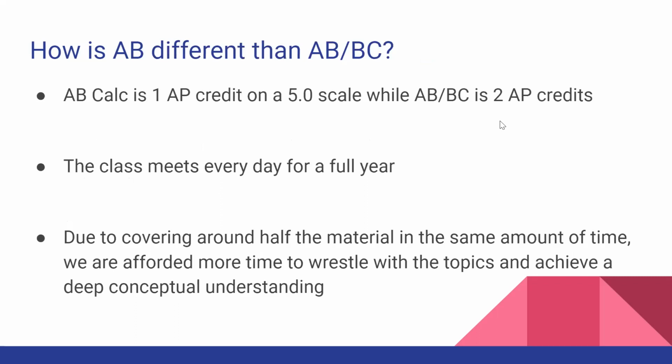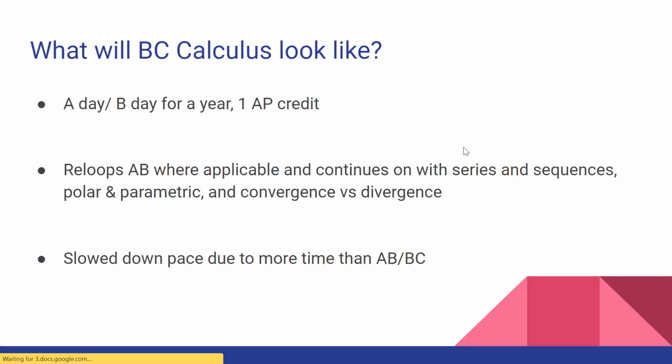So how is AB different than BC? So AB is one AP credit on a 5-point scale, where BC is 2 AP credits. This class meets every day for a full year. However, we're covering about half of the material, maybe a little bit more than that, in the same amount of time. So we're afforded a lot more time to wrestle with the topics and achieve a deeper conceptual understanding. We move at a slower pace than BC, and that means we really get to go into the why a lot more and really make sure students understand where this is coming from, why certain rules work, and how that theorem might apply to other things down the line.